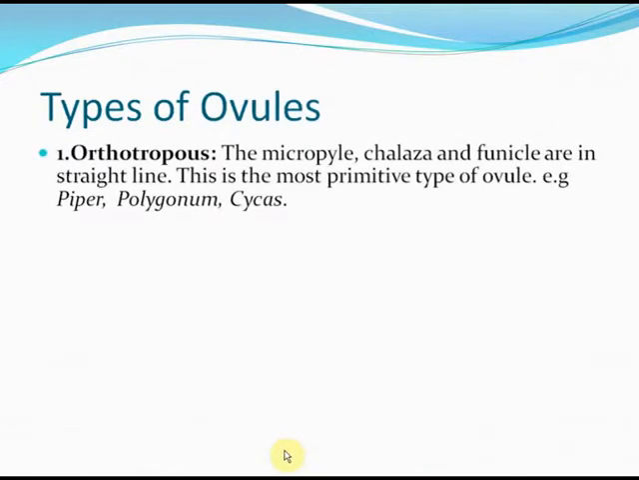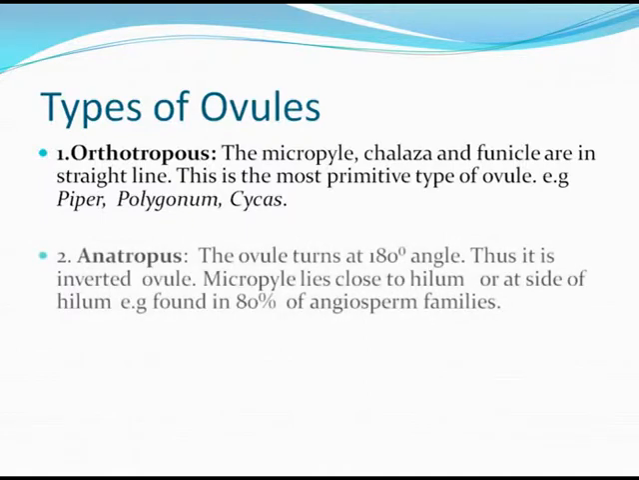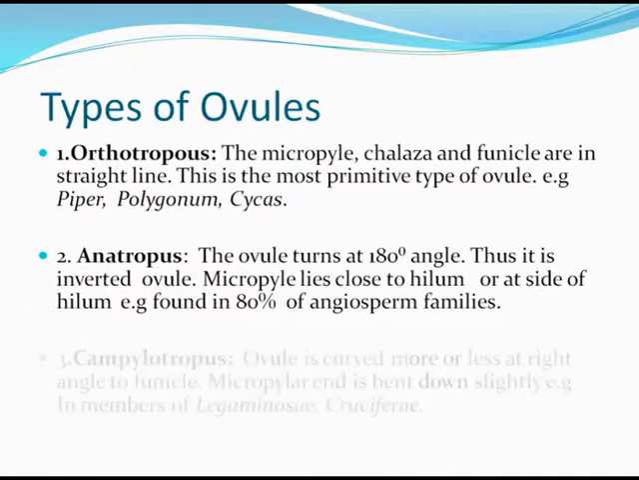Types of ovules: orthotropous, the micropyle, the chalaza and the funicle are in a straight line. This is the most primitive type of ovule. Piper, polygonum and cycas are the examples. Anatropous, in which the ovule turns at a 180-degree angle. It is an inverted ovule. The micropyle lies close to the hilum or at the side of the hilum, found in 80% of the angiosperm families.